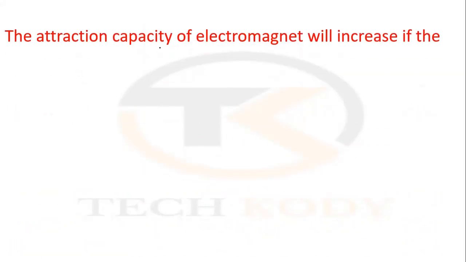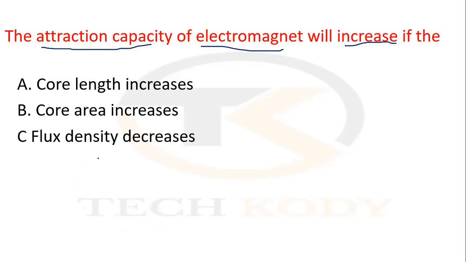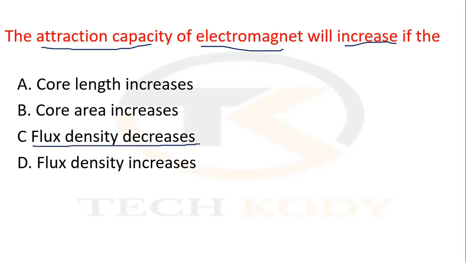The attraction capacity of an electromagnet will increase if the core length increases, core area increases, flux density decreases, or flux density increases. The attraction capacity of an electromagnet will be increased by flux density decreases. By doing this, flux density decreases, and the electromagnet's attraction capacity increases.